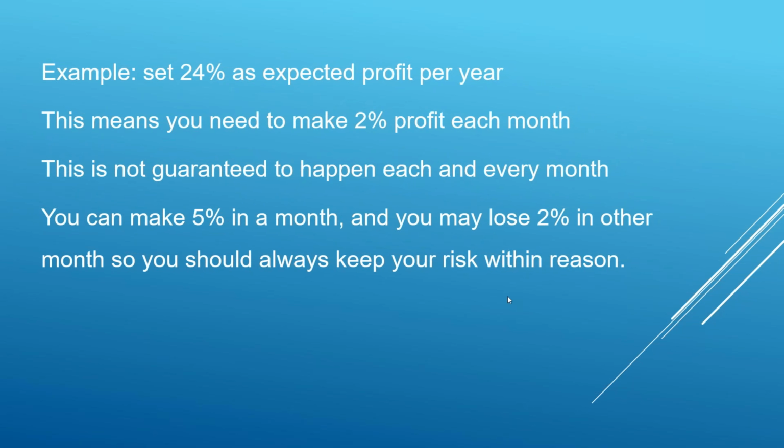So for example, let's say I set 24% as my expected profit per year. This is the same example, let's continue with it. This means I need to make 2% profit each month, okay? Does this mean I'm guaranteed to make 2% every month? No, this is not guaranteed. Maybe in one month I can make 5%, more than my target, and in another month I can make a 2% loss. But you see, if I have this 5% profit and 2% loss, these two months combined will make almost 2.5% of profit. So you got my point?